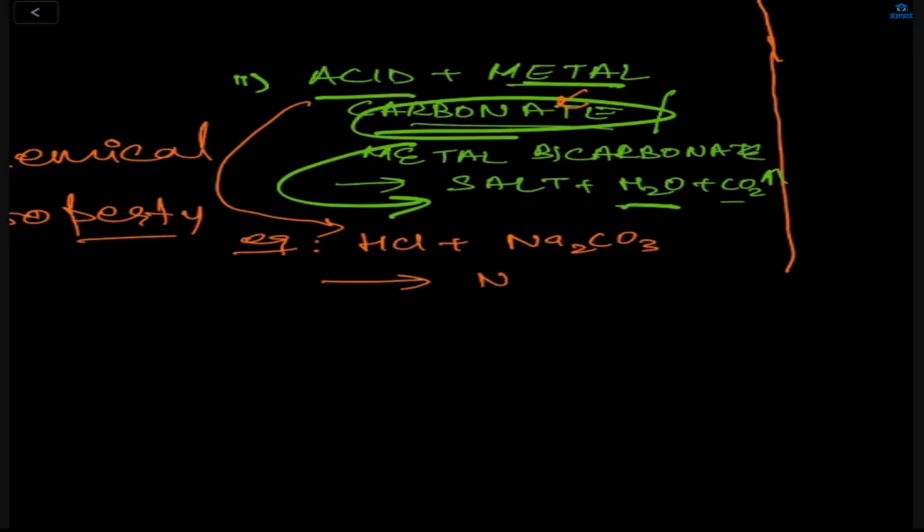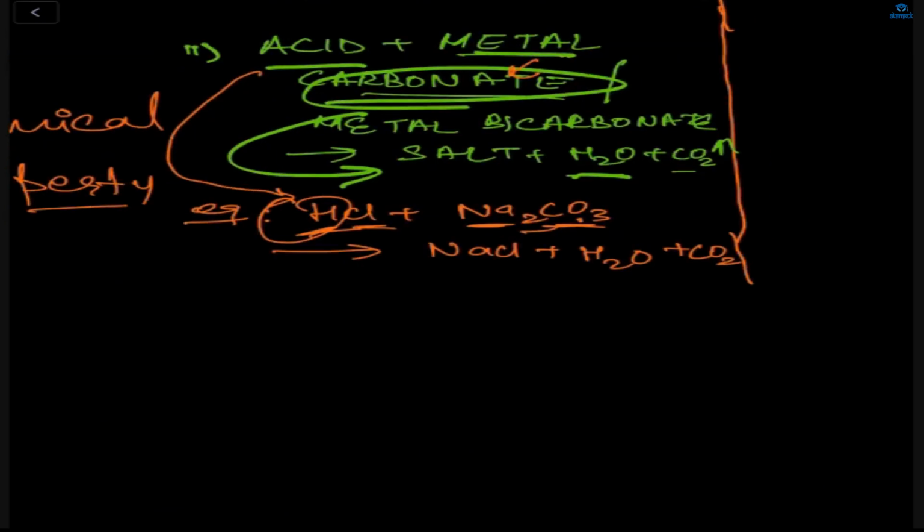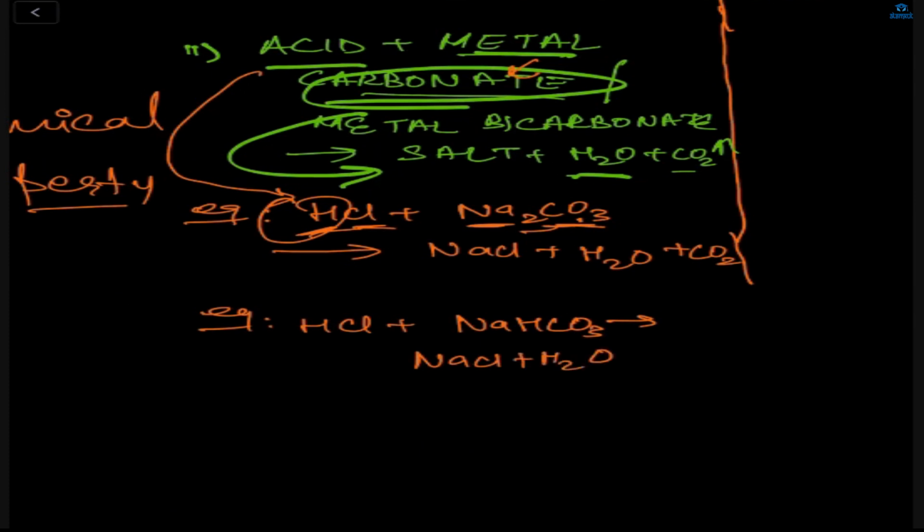We'll get the simple NaCl plus H2O, and here if O is adding with H, then only two O is left. That's why CO2. And if we write an example for the metal bicarbonate, then it will be HCl and NaHCO3. It will be NaCl plus H2O plus CO2.